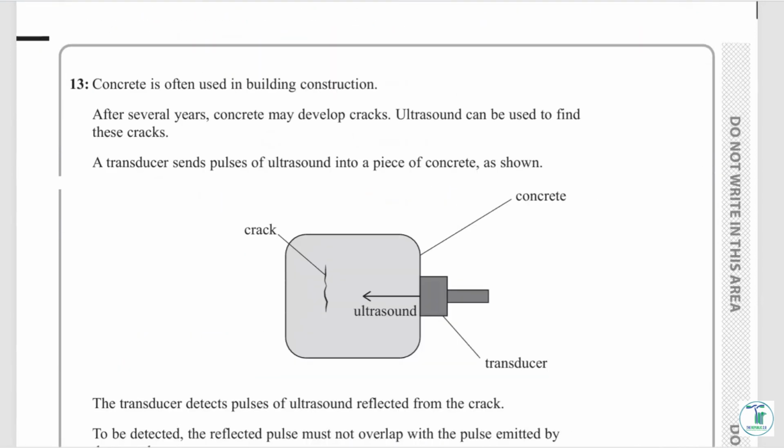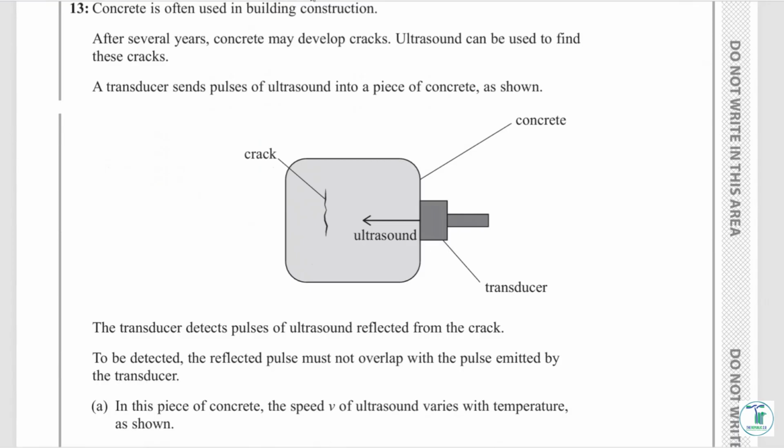After these things, we've got question number 13 now. Concrete is often used in building constructions. It may develop cracks. Everybody knows that. Ultrasound can be used to find these cracks. The transducer sends pulses of ultrasound into a piece of concrete as shown, something like this. You're going to bombard some ultrasound and you'll be able to identify the crack wherever it is.